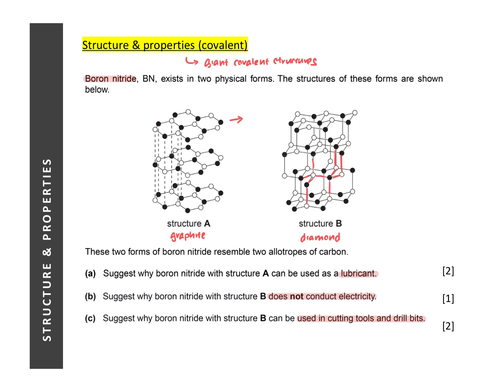Okay, so there's a three-dimensional network of strong covalent bonds that needs to be broken for structure B to collapse. So it's very, very strong, and therefore it can be used as a cutting tool or drill bit. Once again, in the next slide, I will show you the marking scheme given by Cambridge, and I will highlight the important keywords that you need to have in your answer.